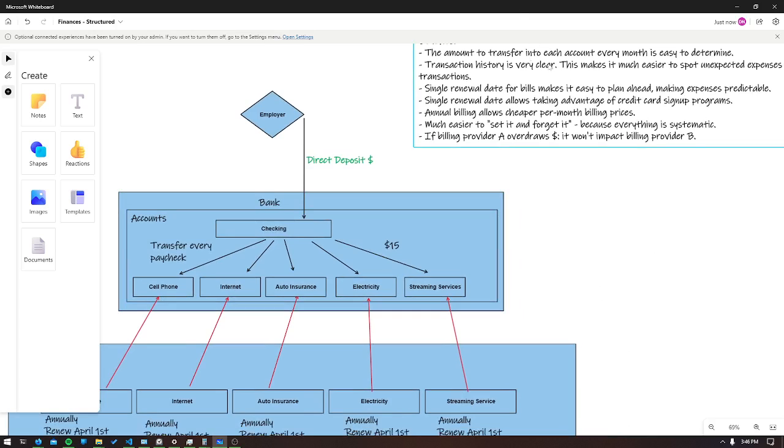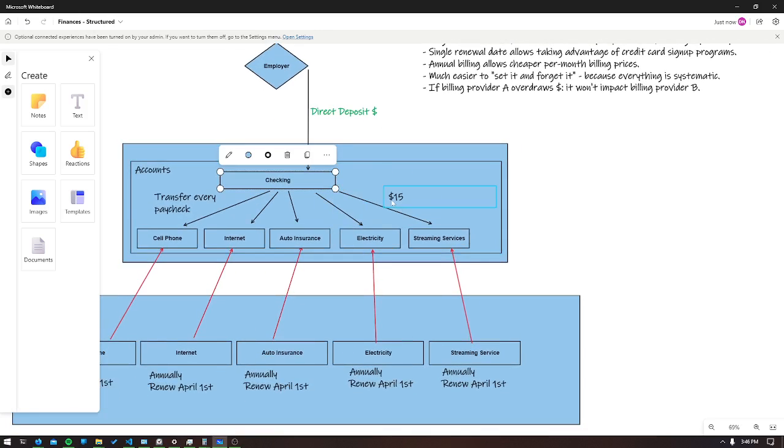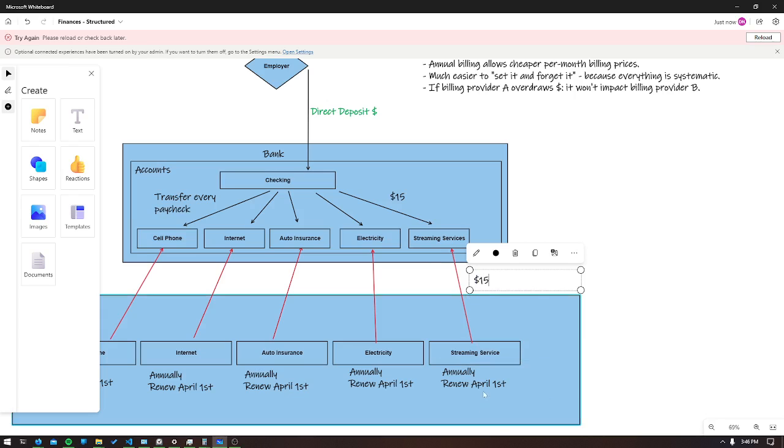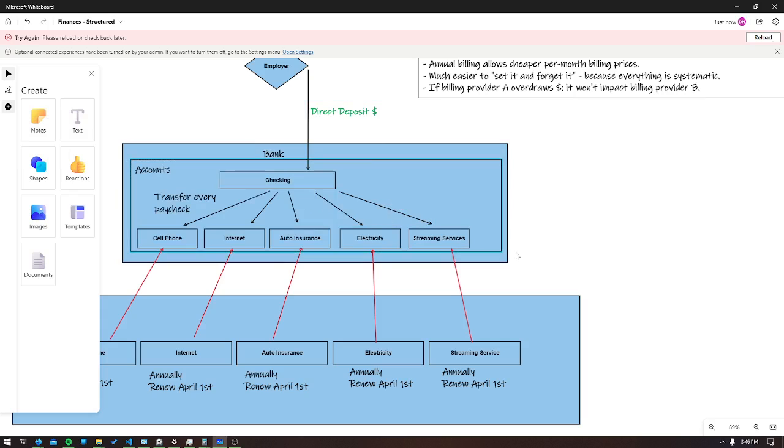Another benefit, your transaction history is going to be very clear, because each month or each paycheck you have $15 going into here, and then you should have $15 coming out from the streaming service, and that should be pretty much the transaction history. If anything else shows up in there, then it should stick out like a sore thumb. So that'll be handy. And having a clear transaction history is going to make it easier in the future to look for unexpected expenses and things like that.